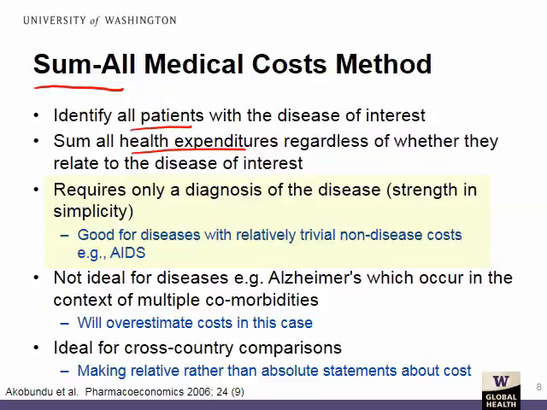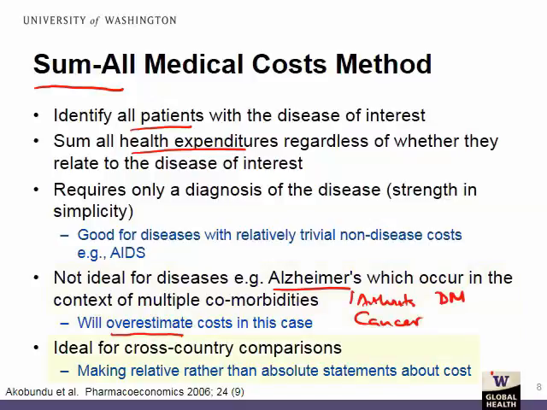So a patient with AIDS, which is the advanced form of HIV, most costs associated with that state of health are probably to do with the HIV. So it's good for such diseases. But it's not good for diseases that happen in the context of multiple comorbidities like Alzheimer's. Patients with Alzheimer's are usually relatively older and they have issues like arthritis, they might have diabetes, they might have cancer or be cancer survivors. So if you have these comorbidities, then chances are you'll overestimate the costs. You'll overestimate the cost of the disease.